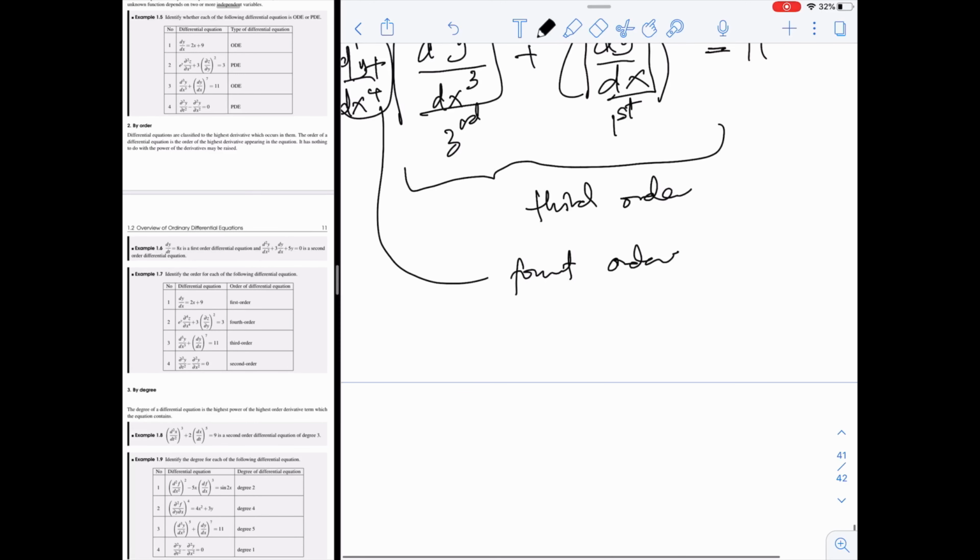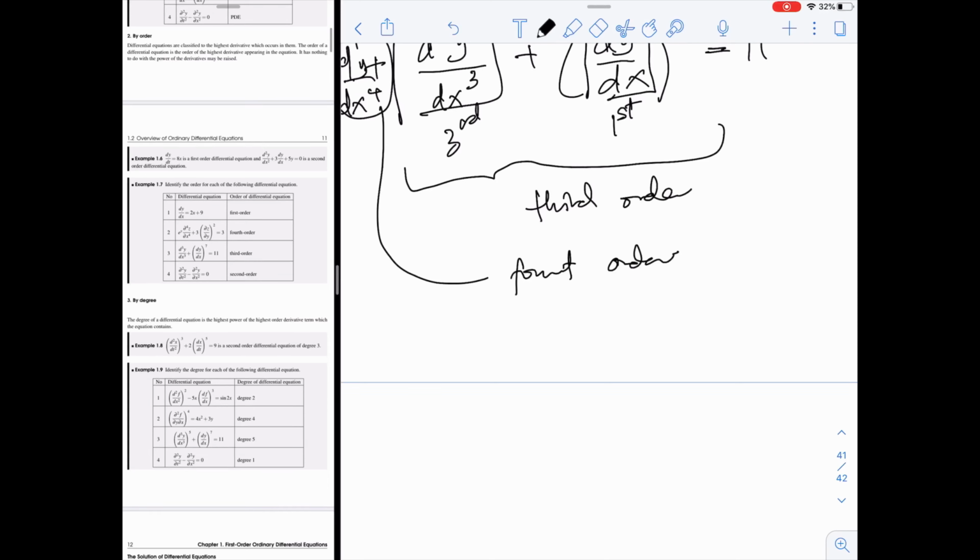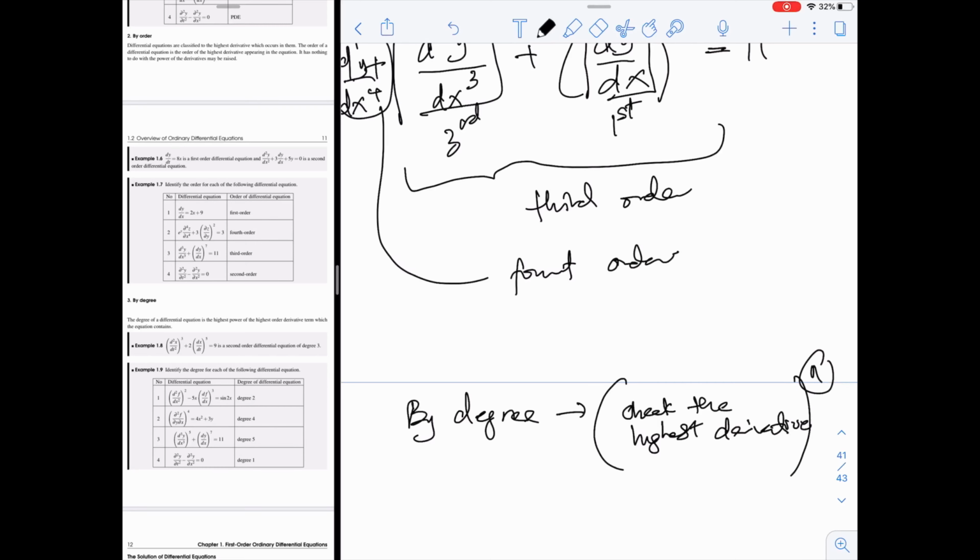Okay, now by degree. So what is the degree of the differential equation? Degree means the highest power of the highest order derivative. So you need to check the highest derivative first, which means you need to find which term you consider as the highest order, and then find its power. Its power here is what we call the degree.